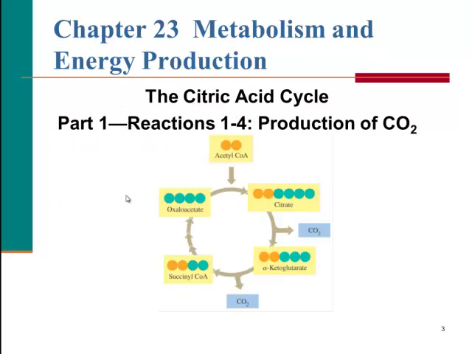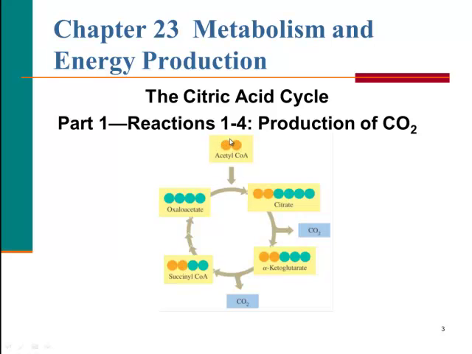So I'm going to divide the citric acid cycle into 2 sections for you. The first 4 reactions are going to be the focus of this particular little talk. And we're going to focus on the fact that in these first 4 reactions, we produce 2 more molecules of carbon dioxide. So the first half of the citric acid cycle, so the first half over here, is focusing on the production of carbon dioxide. The rest of the citric acid cycle is going to be to get back to the starting place that we're going to talk about with reaction 1.